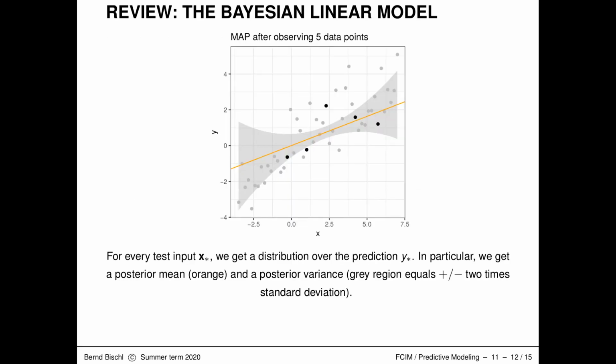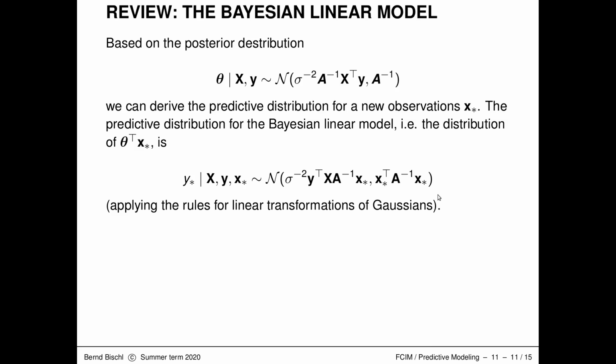So again, visualizing this a little bit for our toy example. We have used 5 data points here. And now at each point, I'm visualizing 2 things. At each arbitrary test point x, I'm visualizing the posterior mean of my predictive distribution. That's this orange line here. So I'm computing this and visualizing exactly this at x star.